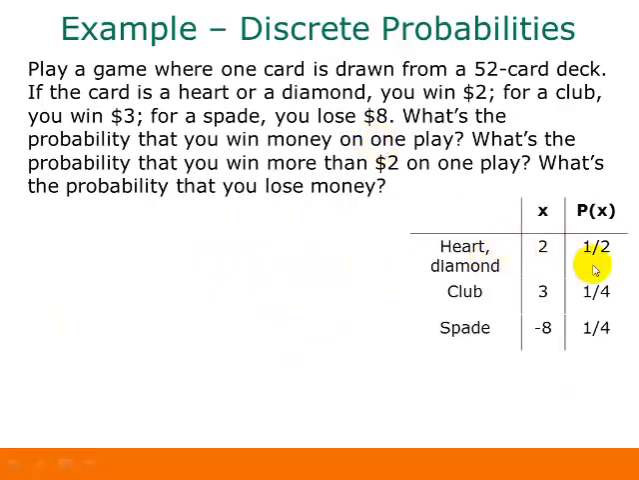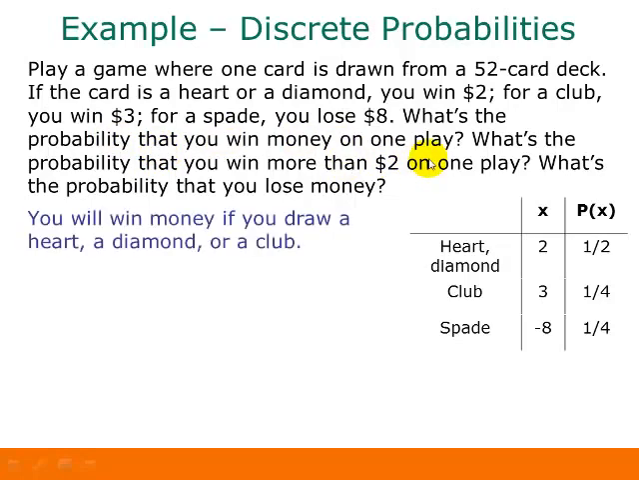So now that we have our probability distribution table, we can easily answer these questions. So what's the probability that you win money on one play? Well, you'll win money if you draw either a heart, a diamond, or a club. So these are these two numerical outcomes, either a +2 or a +3. And to get the total probability, we can just add those two values together.